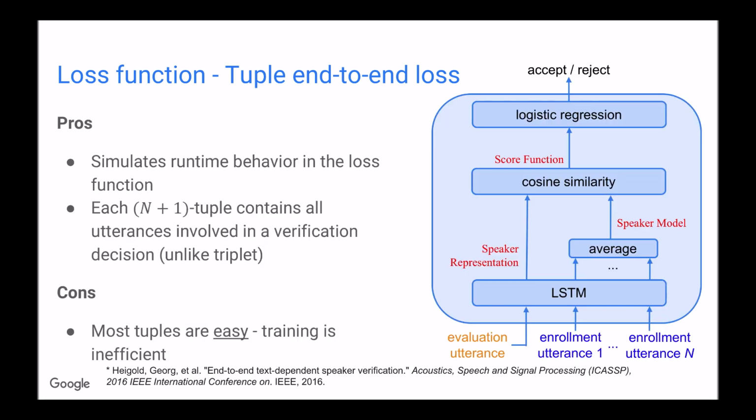And this is why in 2016, the end-to-end loss was proposed, which simulates the runtime behavior of speaker verification during the model training. In each training tuple, N plus 1 utterances are used, where N is the number of enrollment utterances, and this is exactly the number of utterances involved in a verification decision. However, this approach still has one disadvantage. Most training tuples are going to be too easy, which makes the training very inefficient.